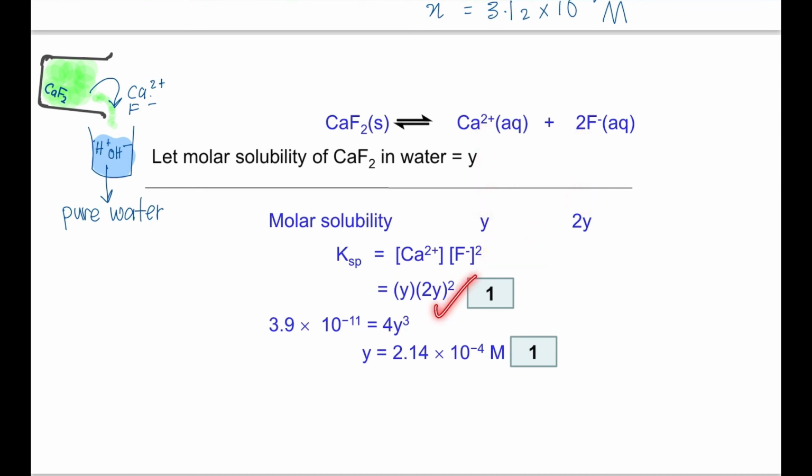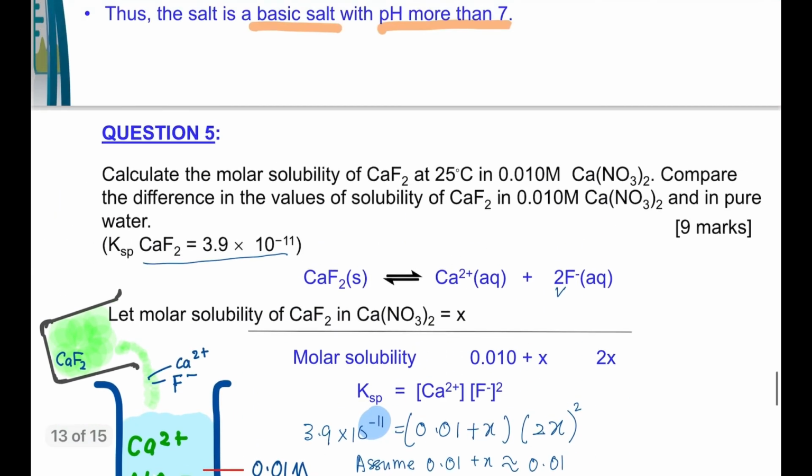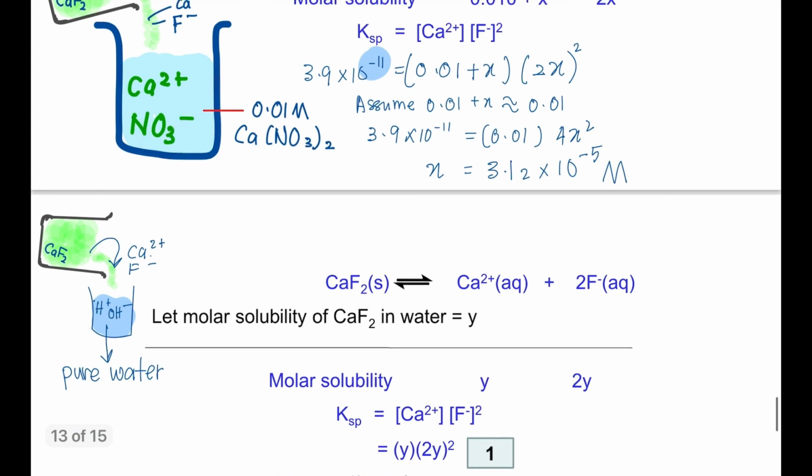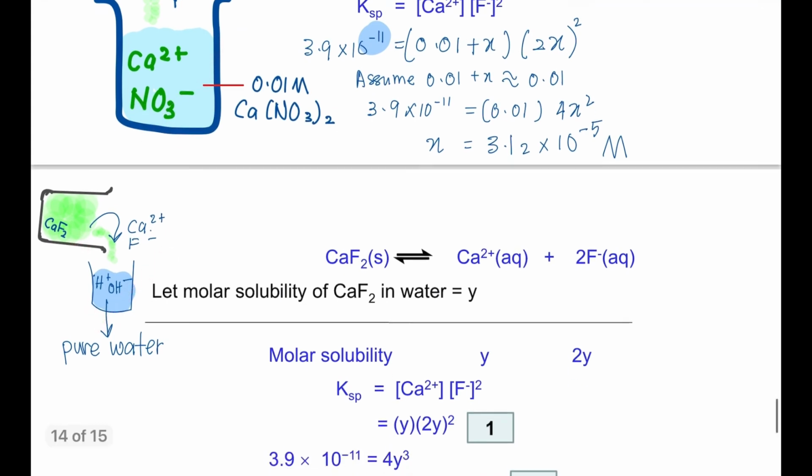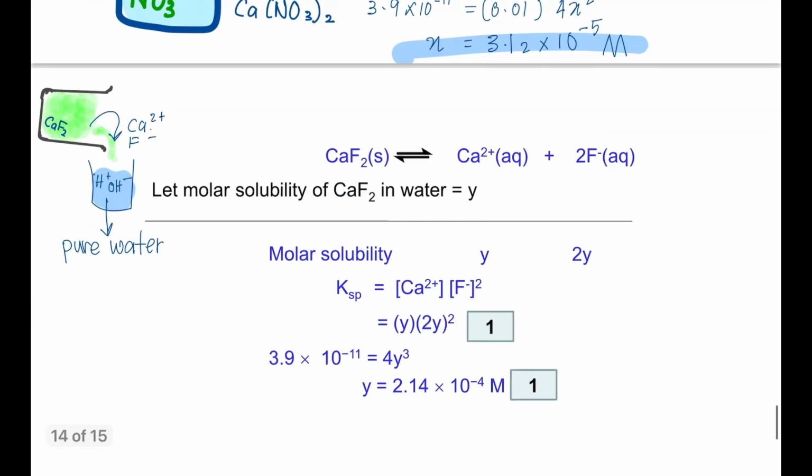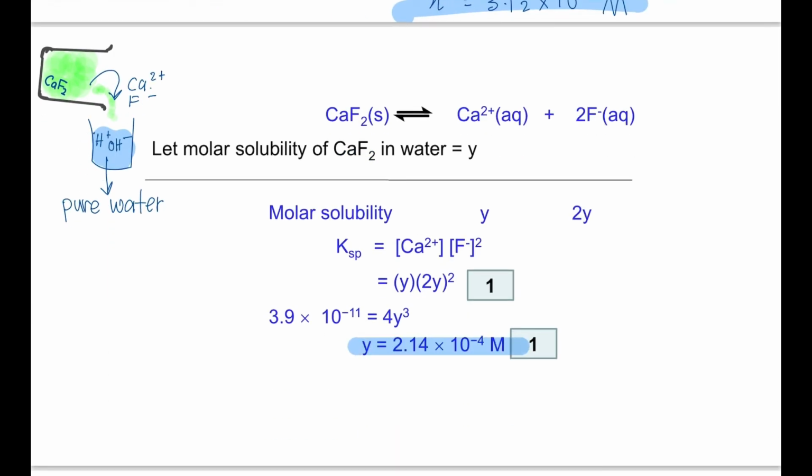Now, we substitute into our KSP expression. We will get this, and then this one equal to this one. Solve the value of x, we will get 2.14 exponent negative 4 molar. That means the molar solubility of calcium fluoride inside the pure water is 2.14 exponent negative 4. So back to the question. The question asks to compare the solubility of calcium fluoride in calcium nitrate and the solubility of calcium fluoride in pure water. So this is the value of the X in calcium nitrate and the molar solubility in water.